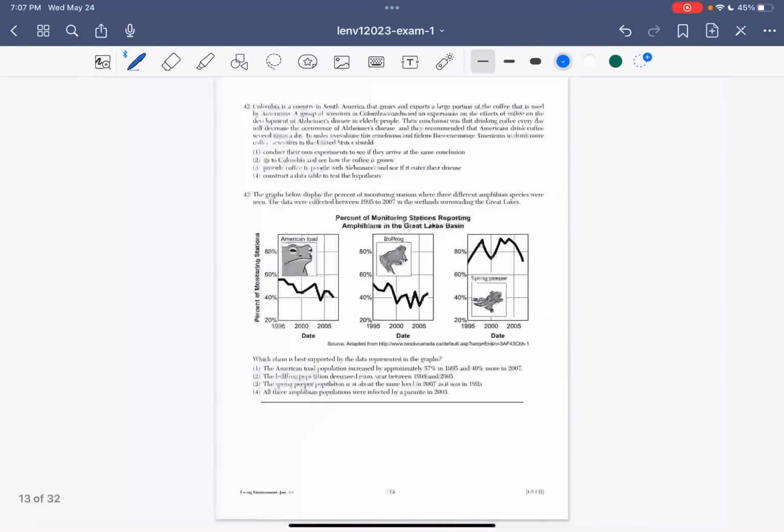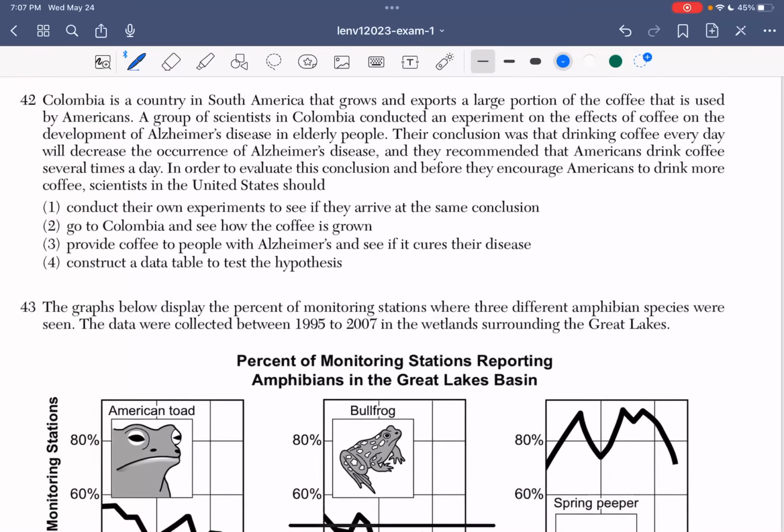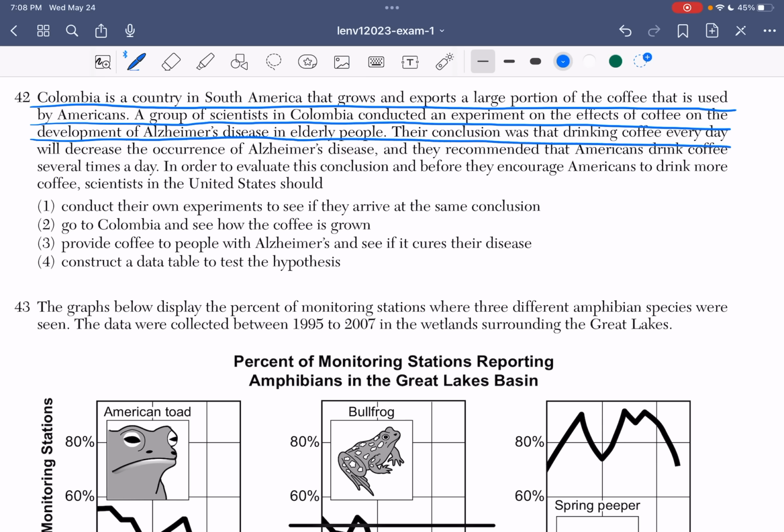Okay, let's move on to our last 2 questions. We made it to the end of part 2. Let's get to reading. Colombia is a country in South America that grows and exports a large portion of coffee. I love coffee. That is used by Americans. A group of scientists in Colombia conducted an experiment on the effects of coffee on the development of Alzheimer's disease in the elderly people. Their conclusion was that drinking coffee every day will increase the occurrence of Alzheimer's disease, and they recommended that Americans drink coffee several times a day. Will decrease. Let me just annotate that.